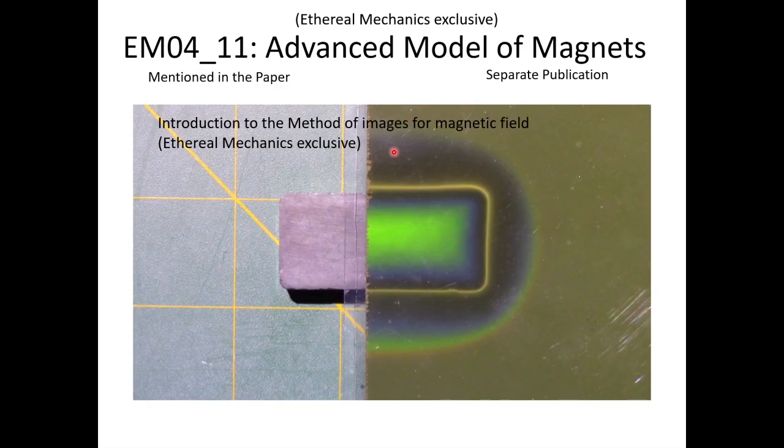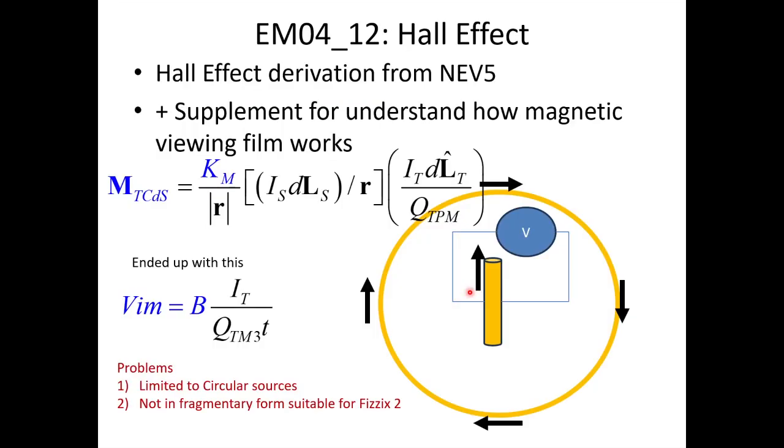Okay, and then on to 11, we have the advanced model of magnets, and we also introduce the method of images for magnetic fields. Okay, classical theory has a method of images for the Coulomb model, and exclusive to ethereal mechanics is a method of images for magnetic fields. And we also have how the magnetic viewing film actually works. Then in video number 12, we have a supplement for how magnetic viewing film works. And then we also introduce a Hall effect derivation from V5.